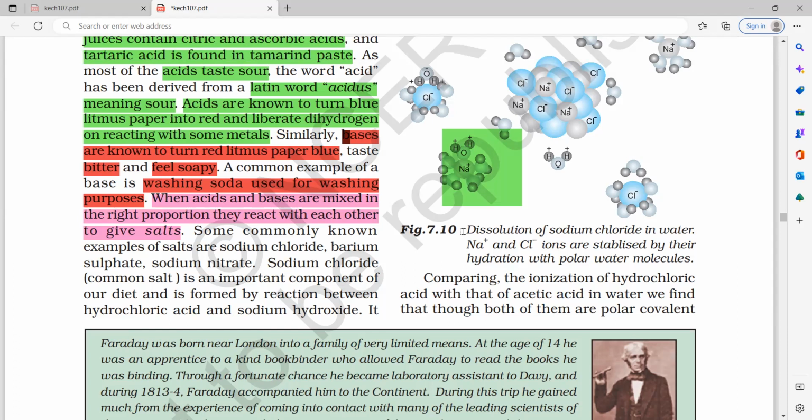So just take a look at how this is going to happen, how you can remember things. What is the formula for sodium chloride? This is NaCl. But how is this formed?